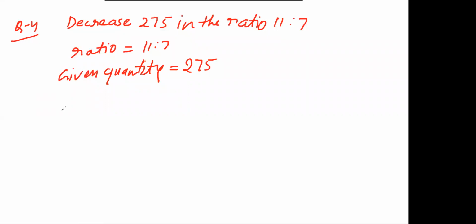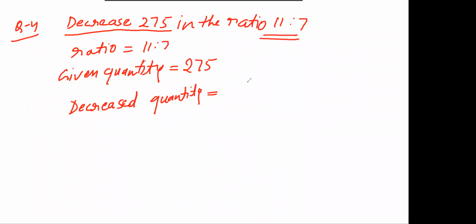So what are you going to do now? Now you have to decrease. In the previous question you had to increase the number, okay, but in this question you have to decrease the number. Fine. So you will write decreased quantity is equal to, just reciprocate the fraction. It is 11/7, but you will write 7/11 multiply given quantity.